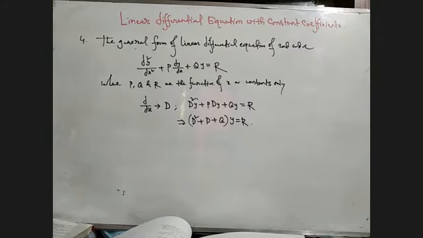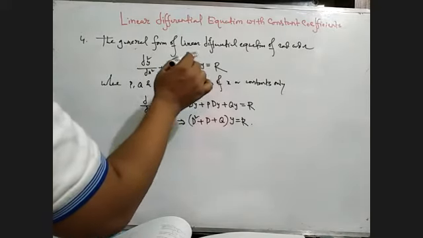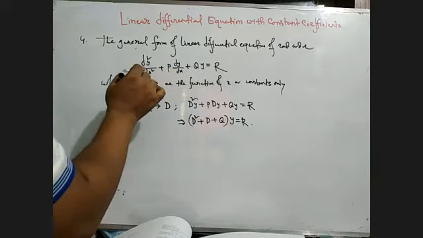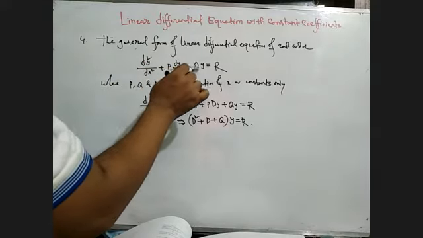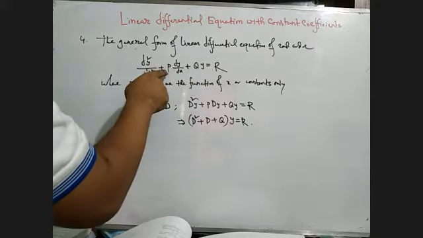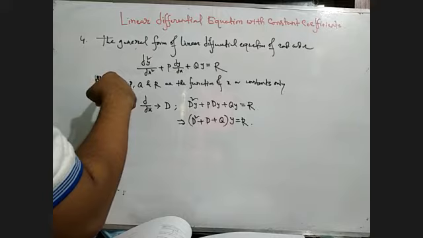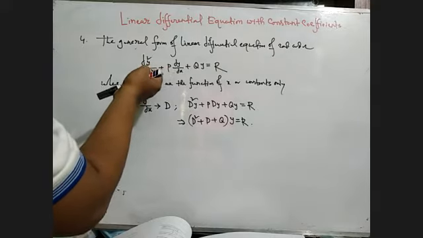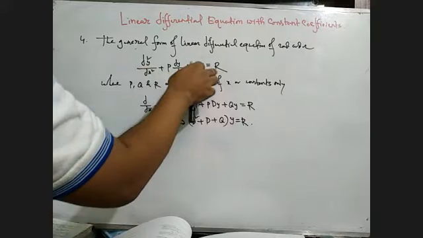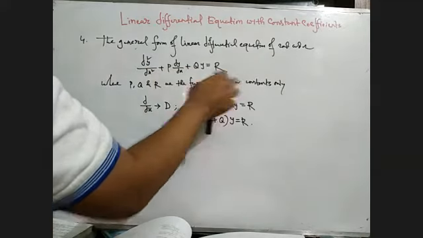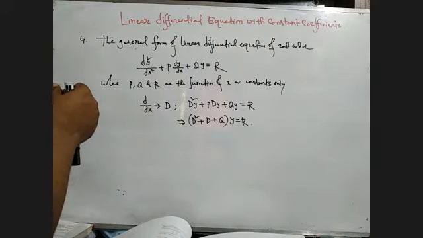Now, the general form of a linear differential equation of second order. It is second order because the highest derivative is 2 here. So d²y/dx² + P dy/dx + Q y = R. From the general form of nth order linear differential equations, we have just taken n equals 2, and this will be the form. Here P, Q, R are functions of x or constants. So this is the general form of a linear differential equation of second order.